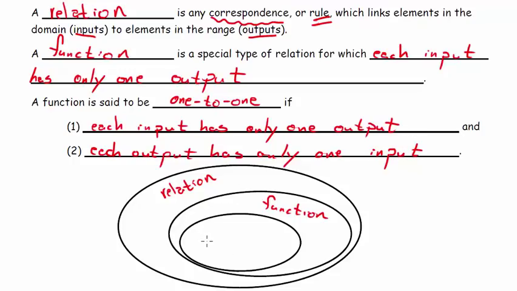So if that's the case, this function is called one-to-one, and this will be important when we talk about inverses later on in the semester. All right, so I hope you kind of see the breakdown here. Functions are a subset of relations, and in order to be one-to-one, I first have to be a function and then satisfy this second criterion that each output has only one input.